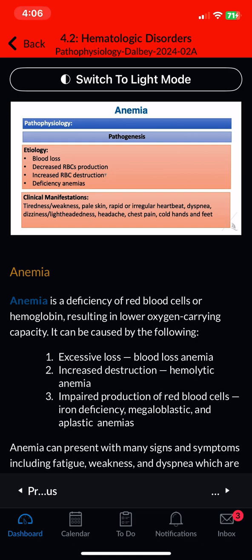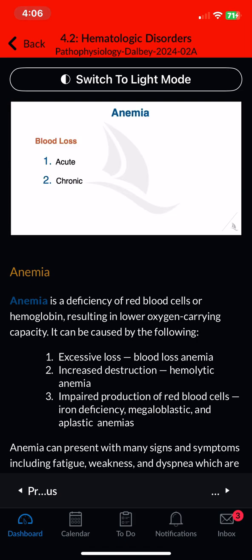Our clinical manifestations that we see in people who have anemia: they're tired all the time, they have weakness, they have pale skin, they can sometimes have a rapid or irregular heartbeat, dyspnea, which is shortness of breath, they can feel dizzy or lightheaded, have a headache, they can have chest pain, and they also report cold hands and feet. So, causes of anemia.